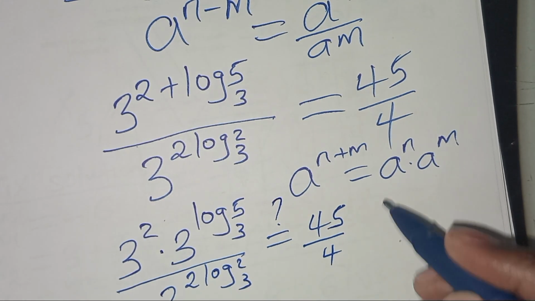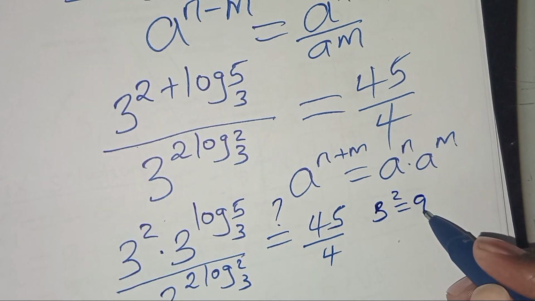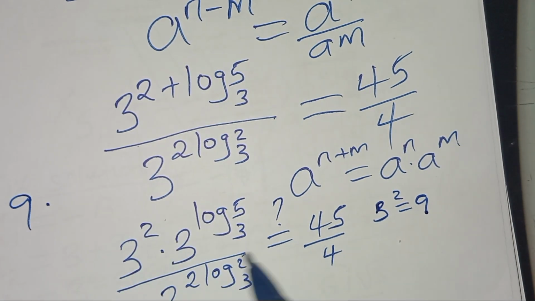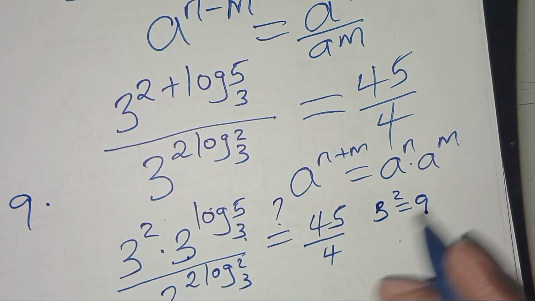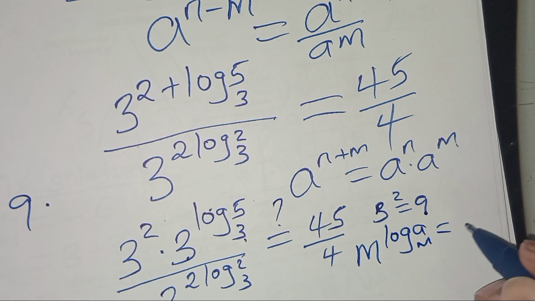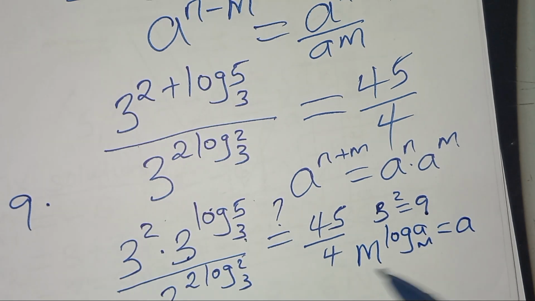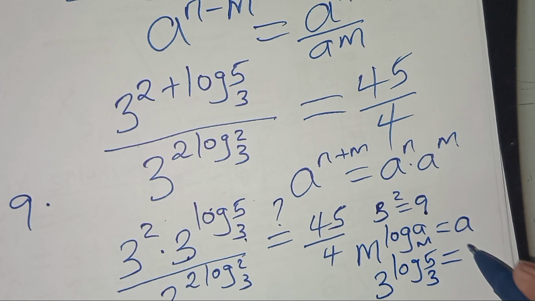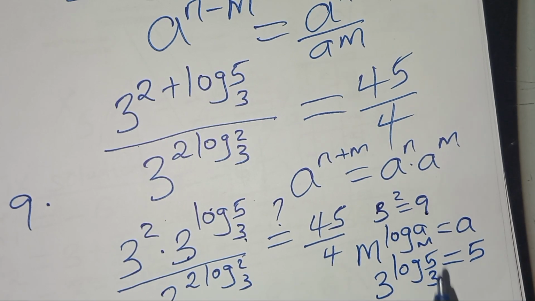Now 3 to the power 2 is basically equal to 9. And then 3 to the power log 5 to base 3 is in the form of m to the power log a to base m, which is essentially equal to a. Now applying this logarithm property, you find that 3 to the power log 5 to base 3 is essentially equal to 5. So you'll have a value of 5.